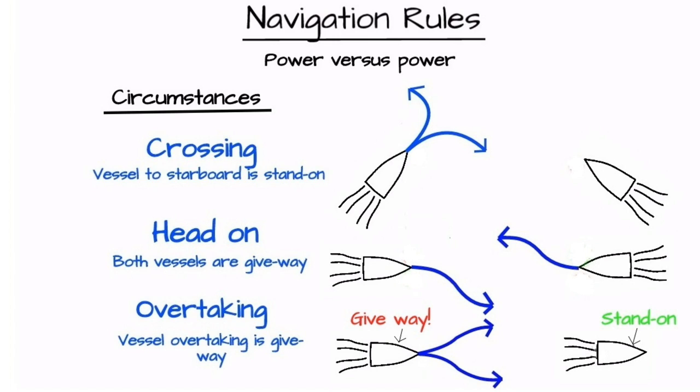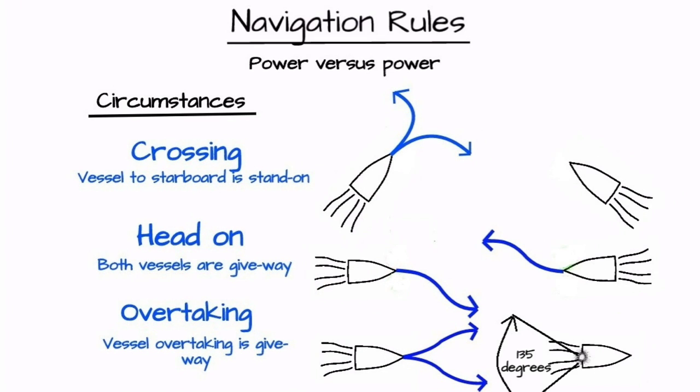If we add our navigation lights, we see the key light in this case is the stern light of the vessel that's being overtaken. This white light covers an arc of 135 degrees. And if your vessel is within the arc of this light, then you are the overtaking vessel and must give way to the vessel ahead of you.